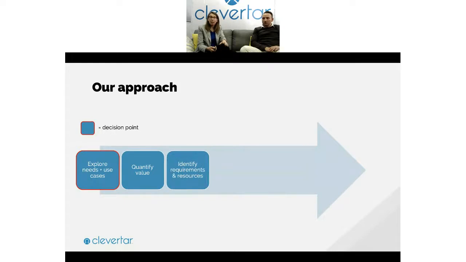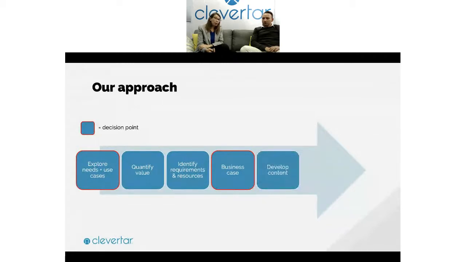Part of that is identifying what resources are required, and that those internal resources are available to develop a program, and that's where we make a decision once again. So, is there a business case? Again, at each of those red points, we can stop the process. So, this isn't pushed by Clevertar. This is very much a partnership.